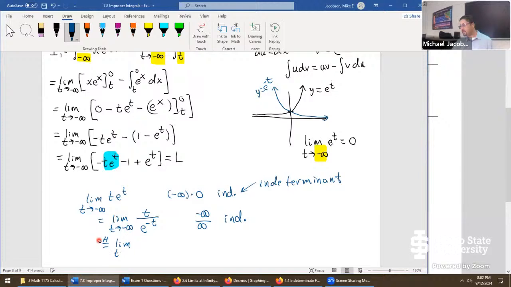So this is the limit as t goes to negative infinity. Derivative of t with respect to t is 1. Derivative of e to the negative t is negative e to the negative t. The extra negative is through the chain rule. And instead of doing the limit here, I propose we go here. Take that negative sign, put it in front. Limit as t goes to negative infinity. Take the base e exponential, promote it to the numerator. Now it's e to the t.